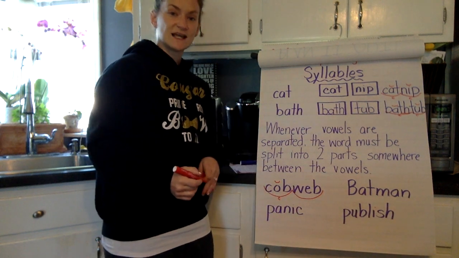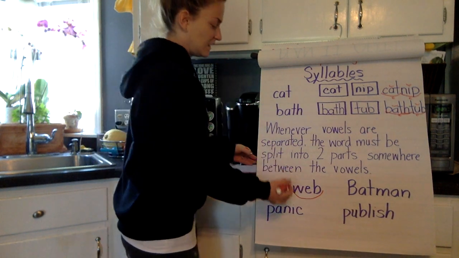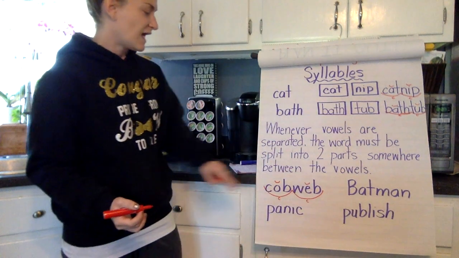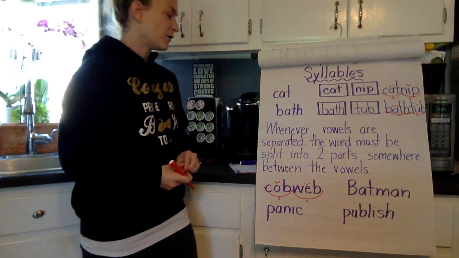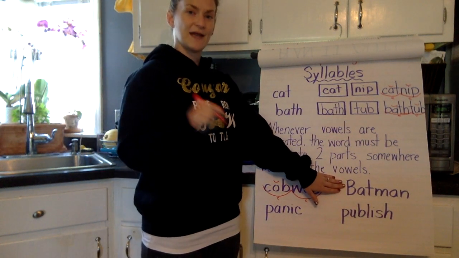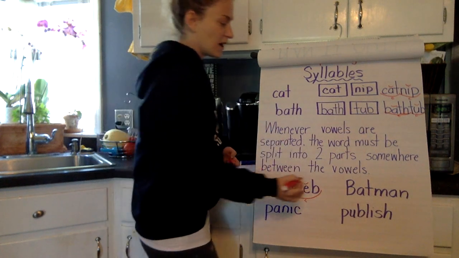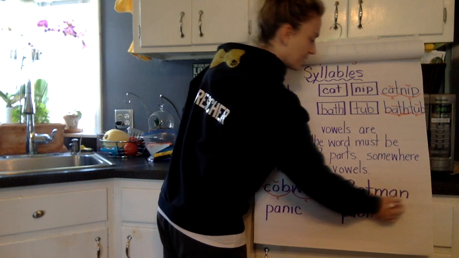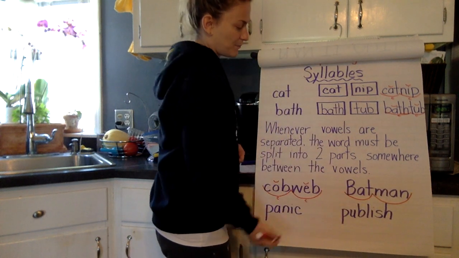Let's take a look at the second syllable. Web. It is a closed syllable with a short vowel sound. And that's how we mark up cobweb. All right, repeat after me. Batman. What's the first part? Bat. What's the second part? Man. Take a look at bat.